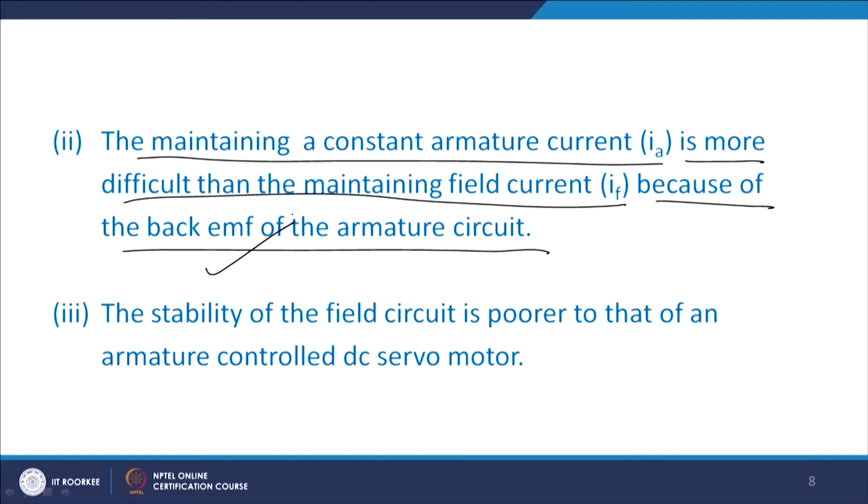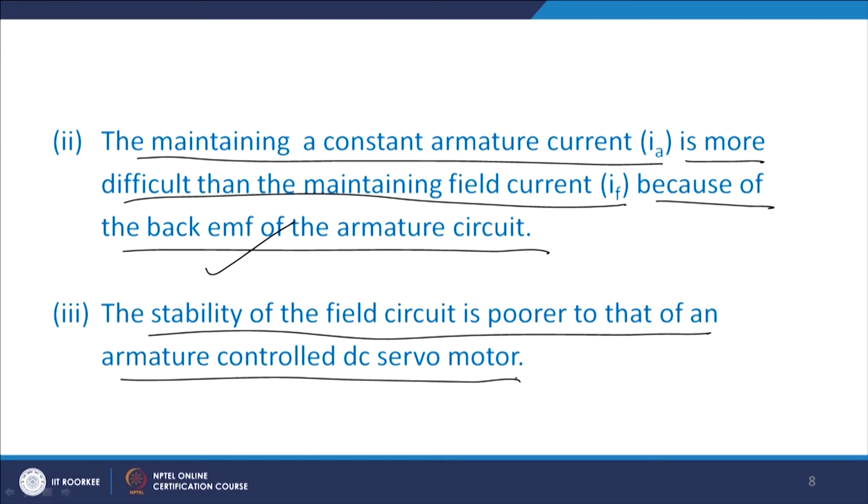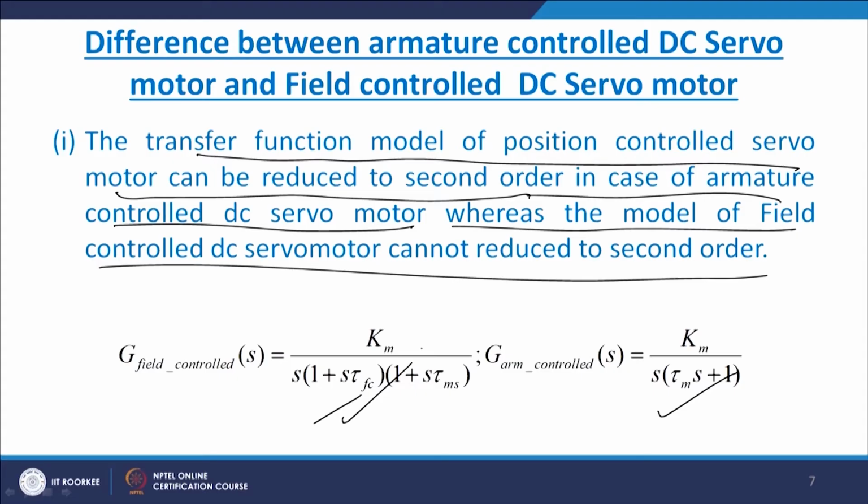The third point: the stability of the field circuit is poorer than that of an armature controlled DC servo motor, and stability is a very important issue in control engineering. The stability of state space we will see in the next part, but here it is said that the stability of the field circuit is poorer. Why is it so? The system is very simple, there is not even a closed loop, yet it is said that the stability of the field circuit is poorer than that of the armature controlled DC servo motor. This we can easily see from the model itself.